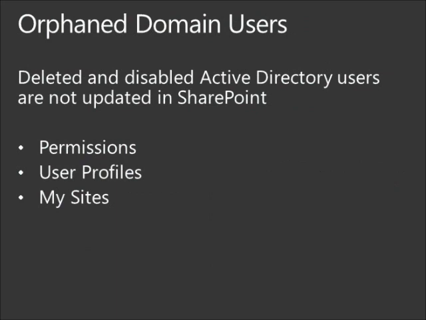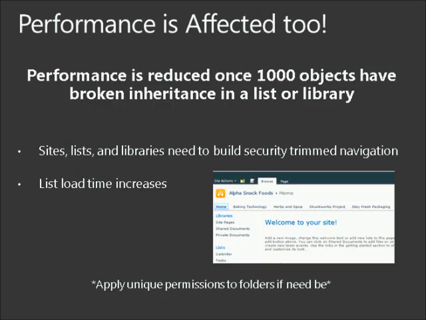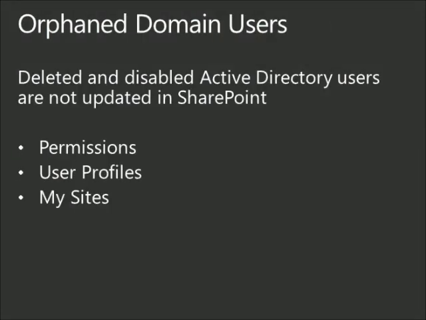Performance is reduced once 1,000 objects have broken inheritance in a list or library. So again, think of that. Don't get to that level. Only apply unique permissions as needed.